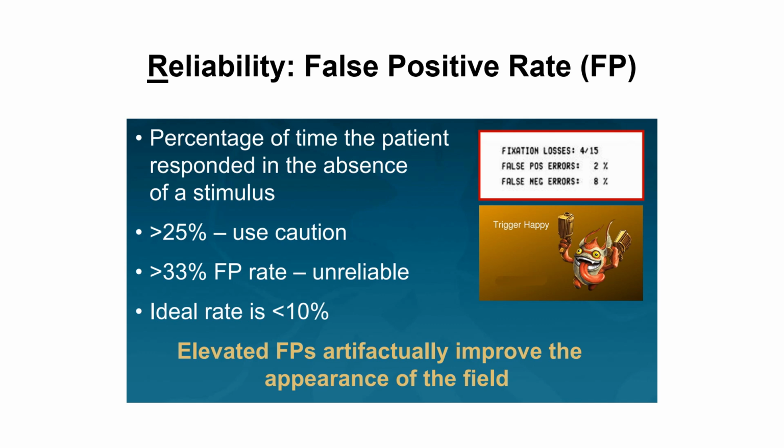And there are some patients who just keep clicking. They call them trigger happy because they keep responding in the absence of any stimulus. So this is very important. Reliability indices, you should always check before reading the printout. And here you see false positive errors 2%. Ideally it should be less than 10%.